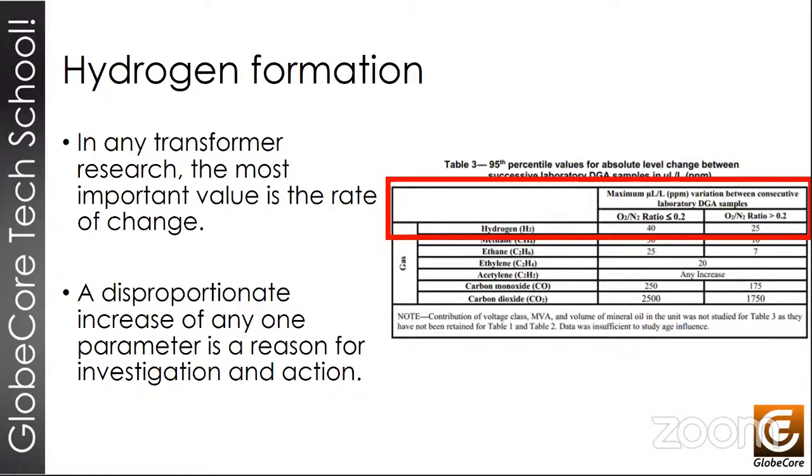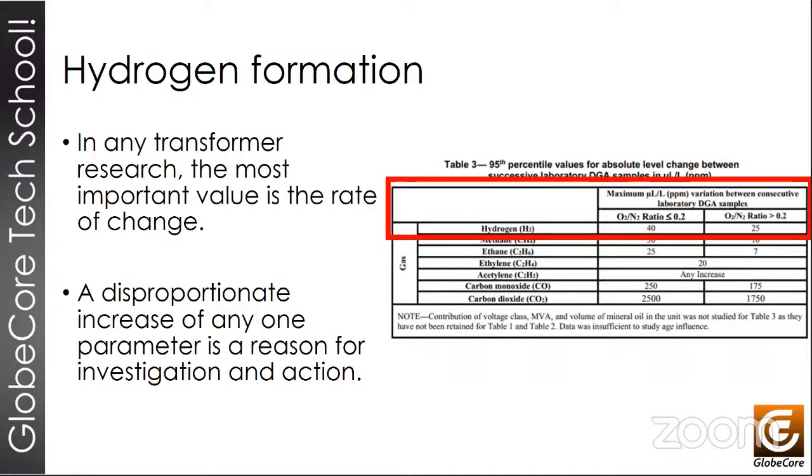So whenever we study a transformer, the most important parameter is the rate of change. Whenever we have an abrupt change in a parameter, it's important to be able to determine what's causing this change. And it doesn't even matter if this change is still within the acceptable range. Any sudden inappropriate change means that there is an incipient problem in the transformer. The C57.104-2019 standard defines the values for the allowable rate of change between successive laboratory analyses.